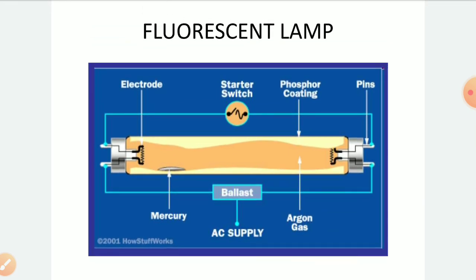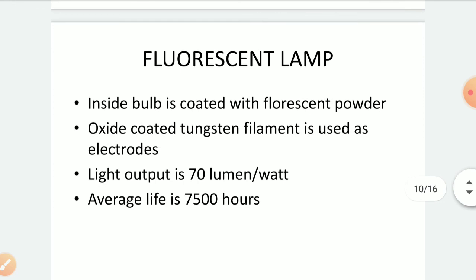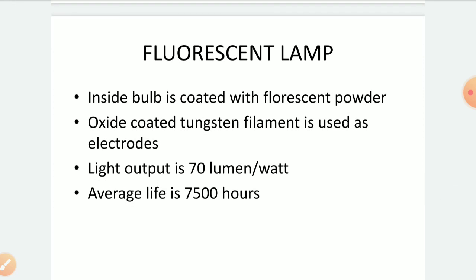Instead of passing the current through the tungsten filament, you are passing the current through the gas. That is the difference. In fluorescent lamps, you can see the inside of the bulb is coated with fluorescent powder. The oxide coated tungsten filaments are used as electrodes on both sides.